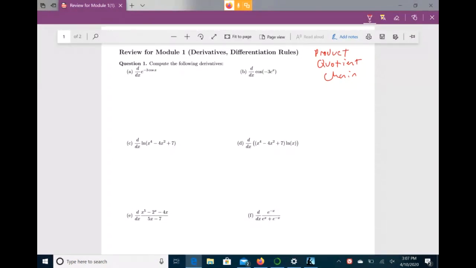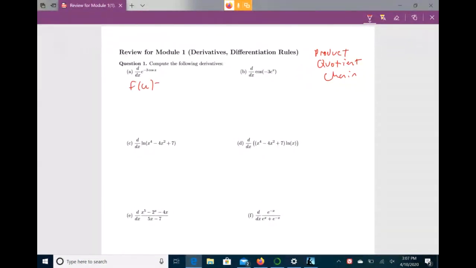So we want to write this as a composition of functions. This is something you'll need to do. You'll need to say that f of u is e to the u, g of x is -3 cosine x, and then f composed with g of x is e to the -3 cosine x. Right, you could use logarithmic differentiation here, but you wouldn't need to.